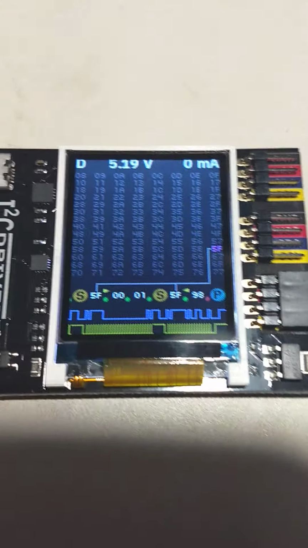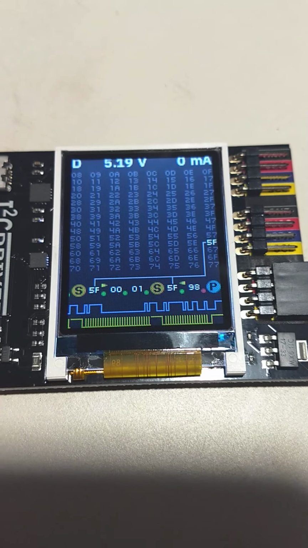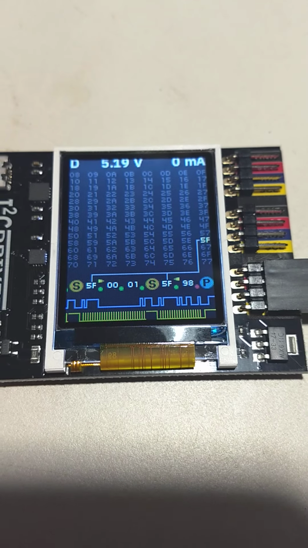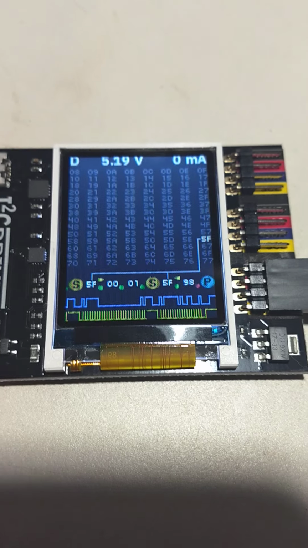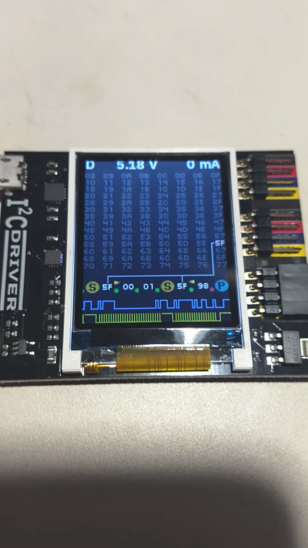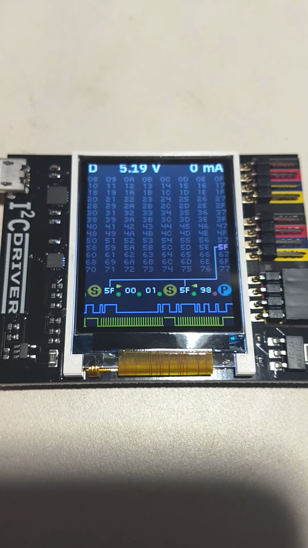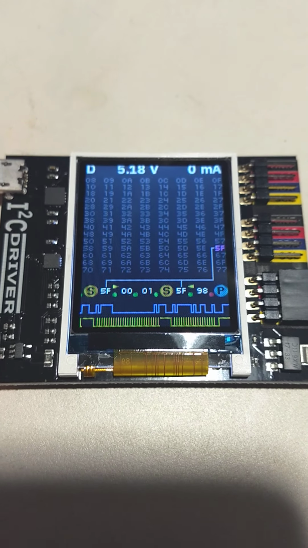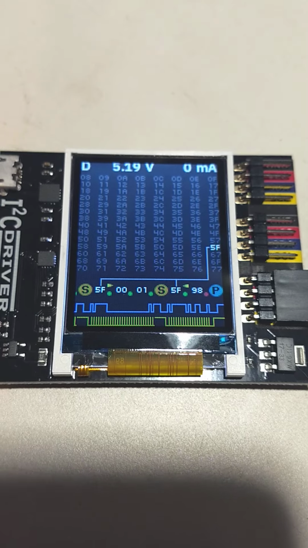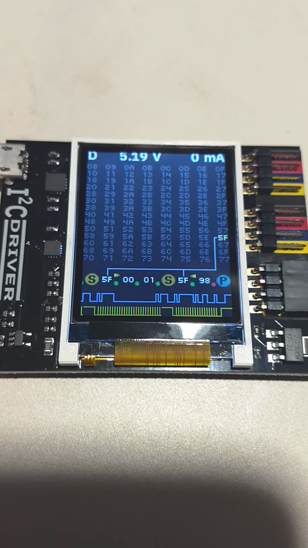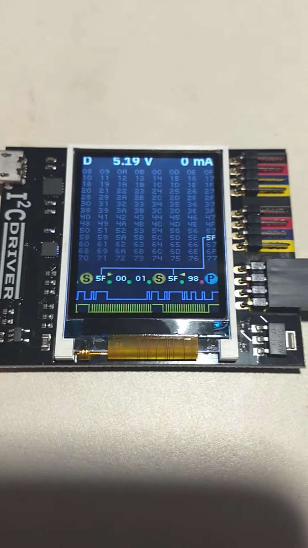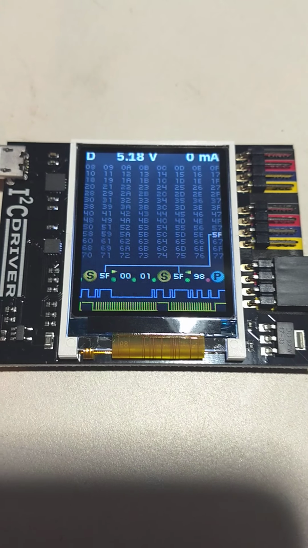Okay, there's the read. You see on the right hand side, you see the address 5F of the bus. You see a left pointing yellow arrow, that means read, and then it reads a 98, and then the P is the stop condition. So you see it properly read the value from the bus, so I am talking to the switch chip.